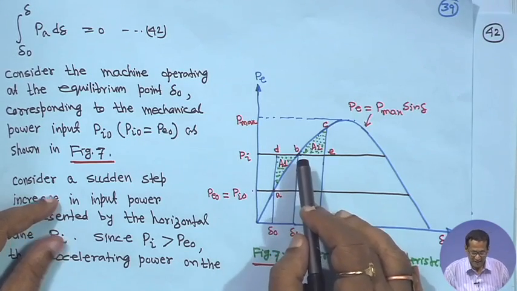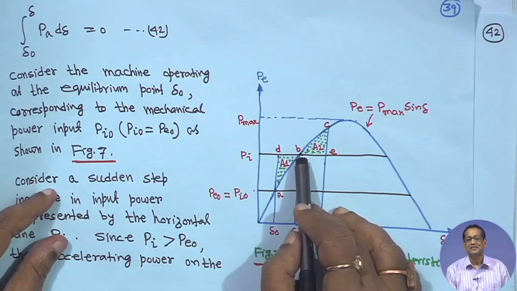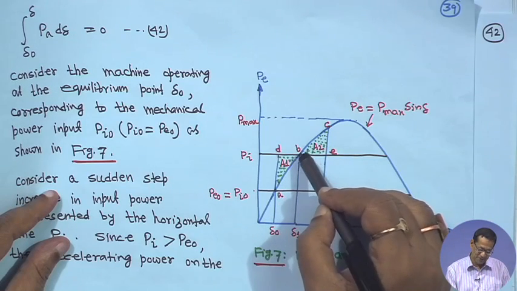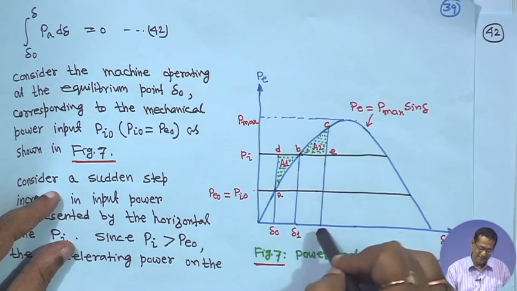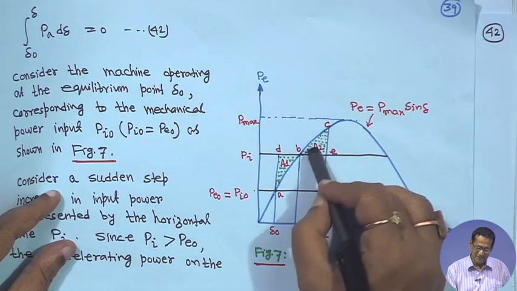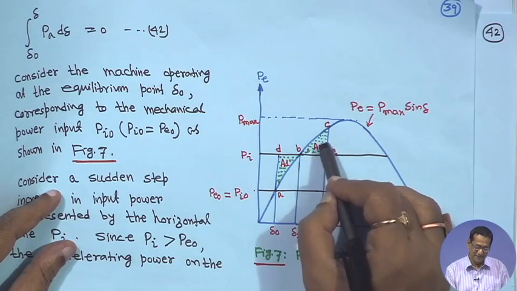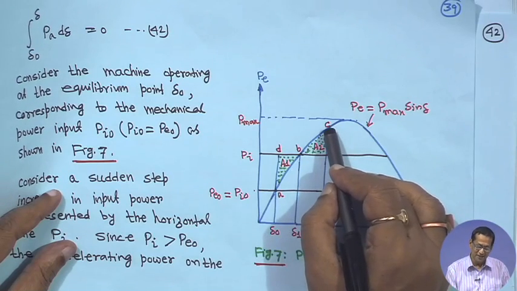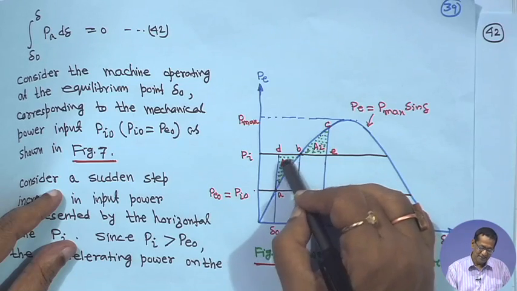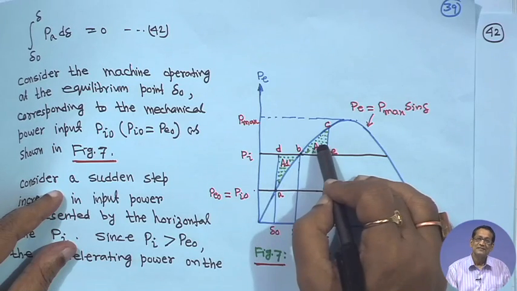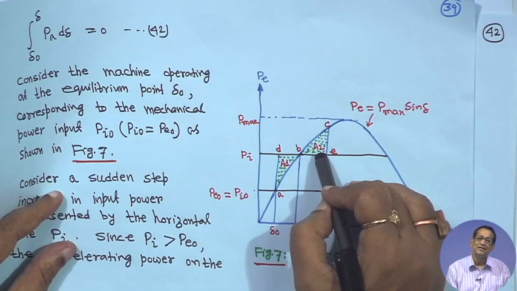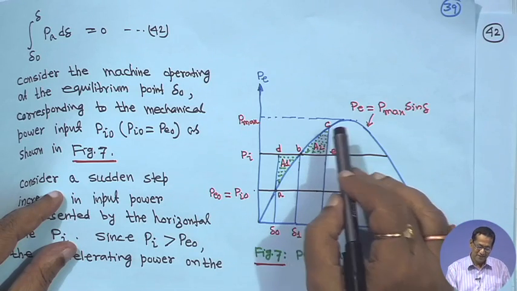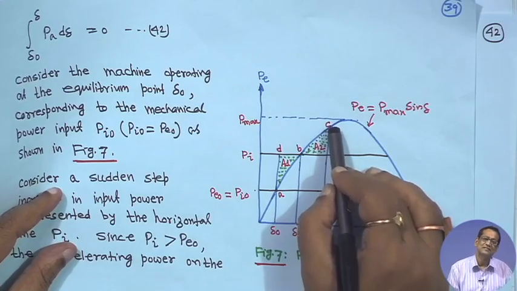Now, at this point the rotor is running above synchronous speed, so delta will continue to increase till the point C, that is delta 2, until it gives up an equal amount of energy as area A 1. So, it is going up to C. This is the accelerating energy, this is the decelerating energy, and both have to be equal. So, area A 1 must be equal to area 2, up to the point where it reaches synchronous speed.